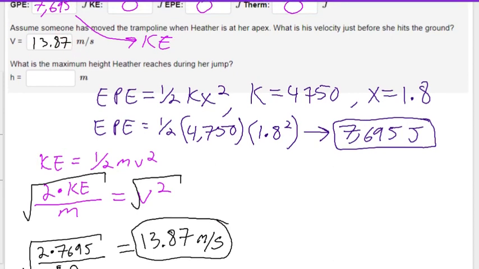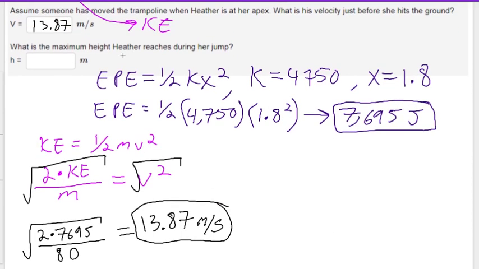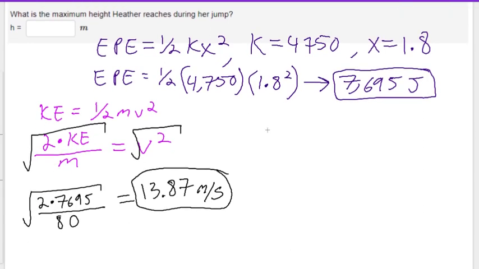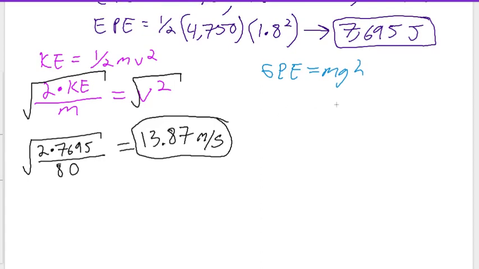All right, now that we have the velocity, we want to figure out how high she actually went from that trampoline. So let's go ahead and do that. In order to figure out the height, we're going to need GPE. And we know that GPE is equal to mass times gravity times height. If we're solving for the height, we're just going to divide by mg. GPE divided by mg is equal to our height.